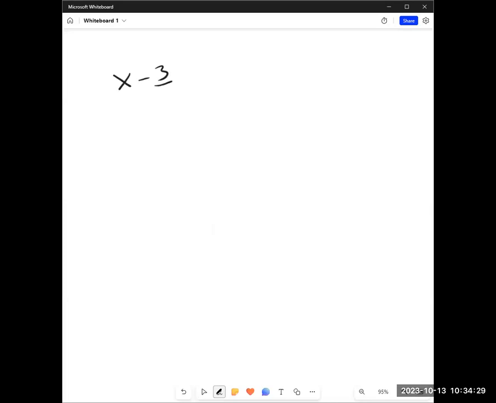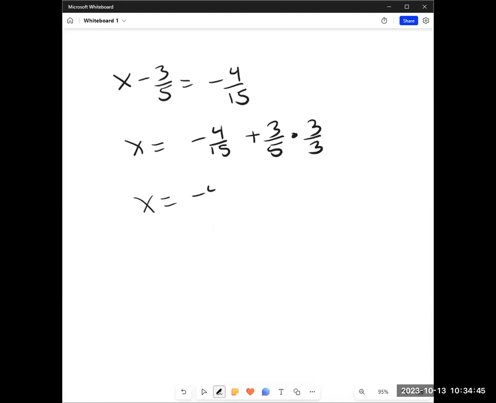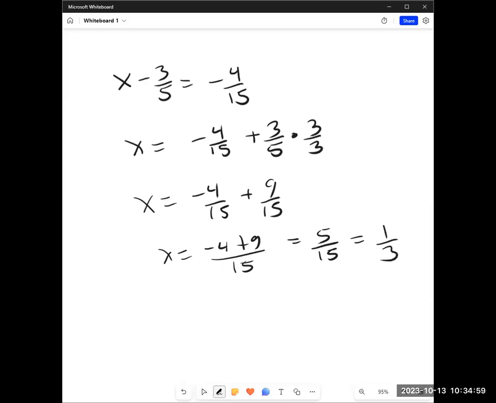x minus 3/5 is equal to negative 4/15. Negative 4/15 plus 9/15 is negative 4 plus 9 over 15, which is 5 over 15, which is 1/3. So x is equal to 1/3.